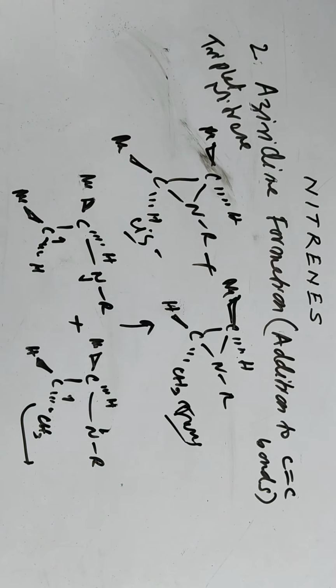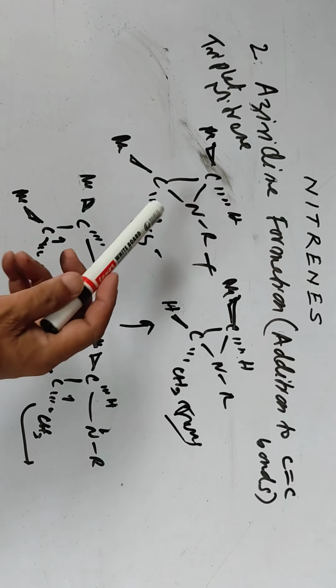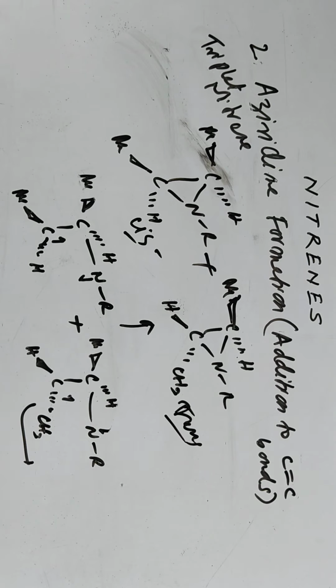So what I want to say is that addition of triplet nitrene to a carbon double bond will give, from cis substrate, both products, cis as well as trans. That means isomeric mixtures are obtained by addition of triplet nitrene to C double bonds. But in the case of singlet nitrene, it gives only one product. So this is about the reactions of nitrenes.